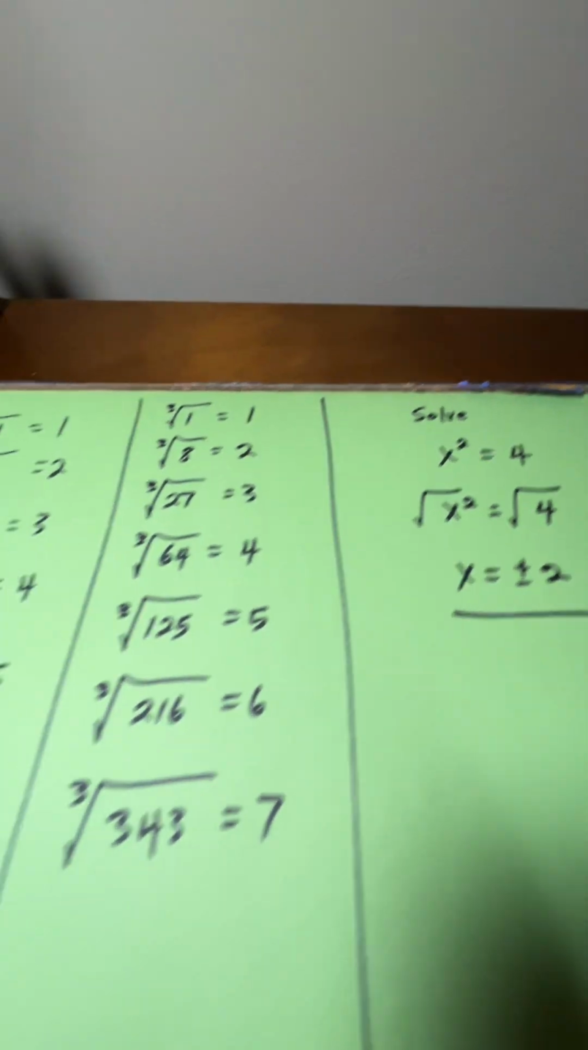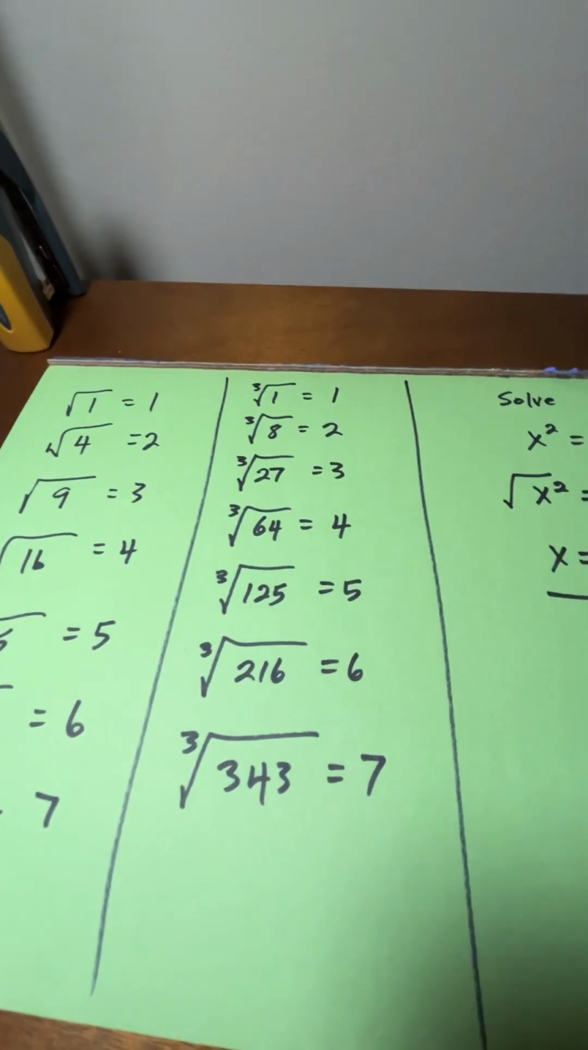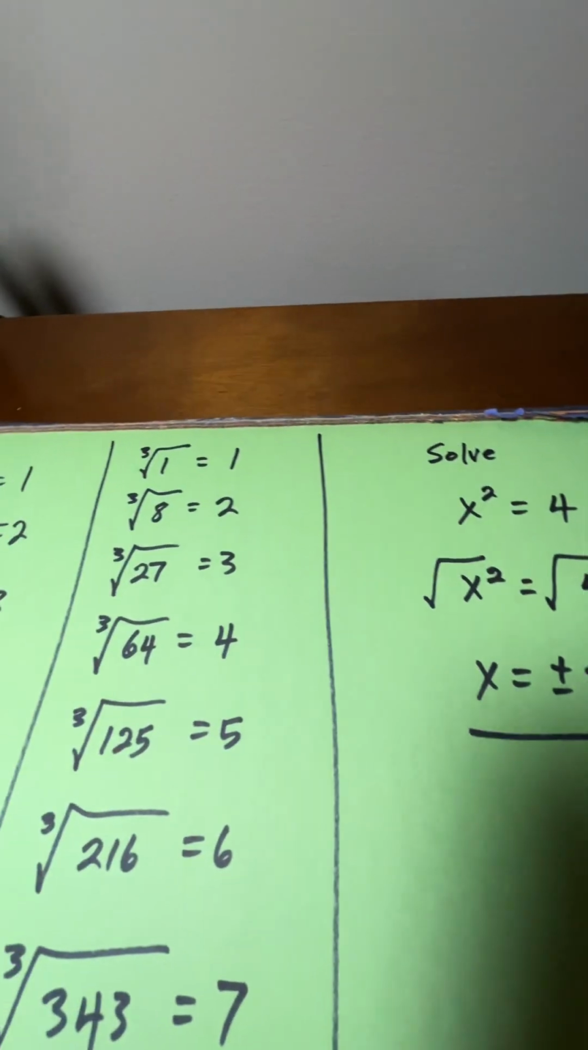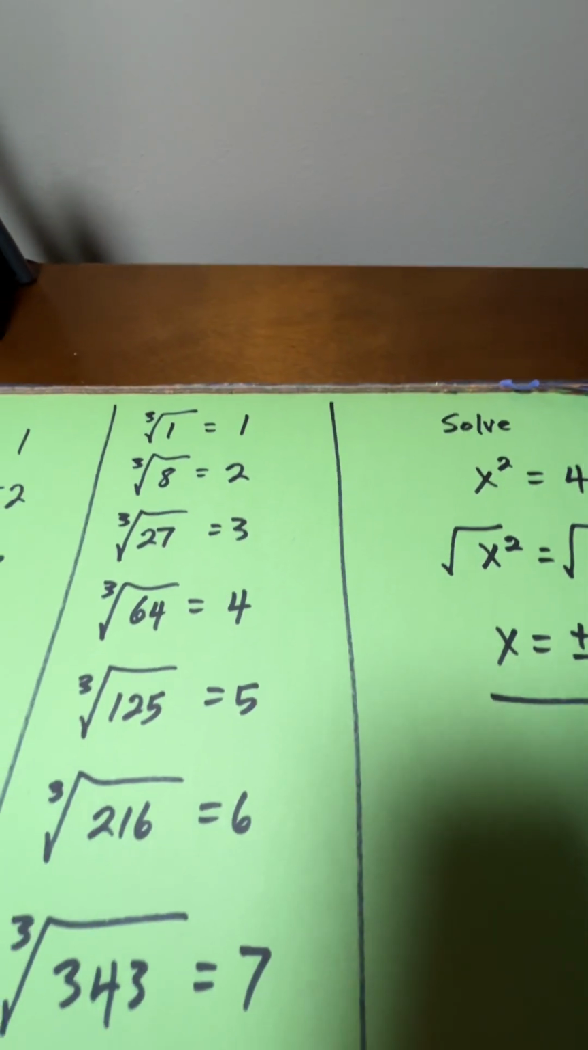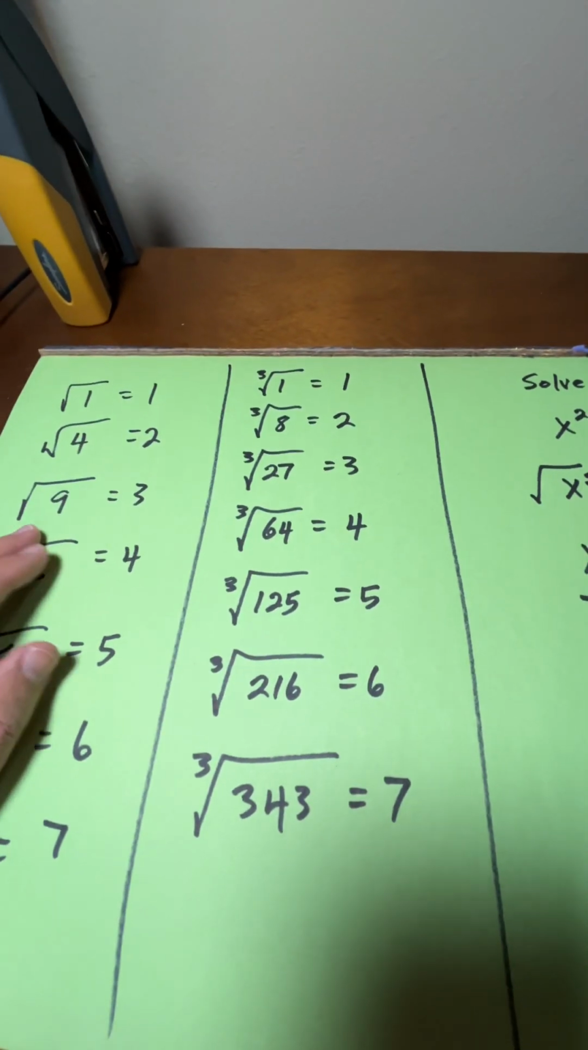So I hope this helps a little bit with radicals and with square roots and cube roots, and we could carry this over into fourth roots or fifth roots or whatever, and the same idea would carry over.